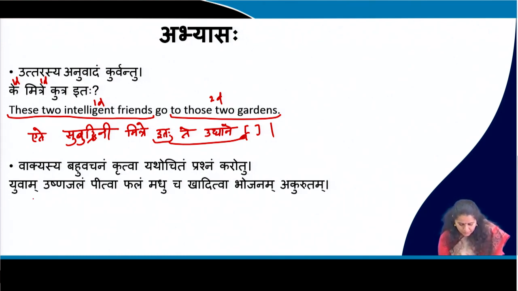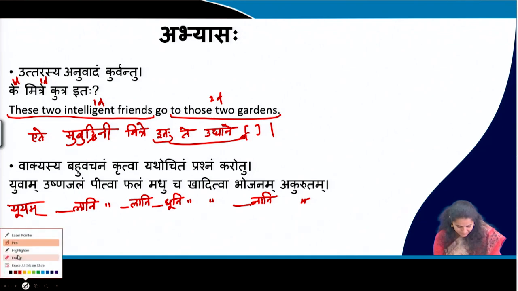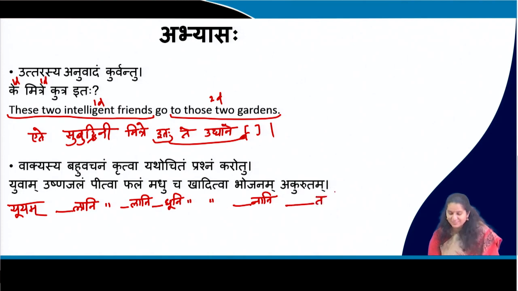So yuvam ushna jalam. So let's just do all of them, they are in the dvitiya here. So yuvam will become yuyam because of the u that follows, it becomes a mahalant. Okay. Ushna jalani. I'll just do the last part of it. So jalani pitva phalani madhuni cha khaditva bhojanani akuruta. Akuruta has to match with the subject, which is bahuvachanam. Ataha kim bhavati? Smaranti? Akuruta. Uttamam. Astu. And asya prashnaha kaha bhavishyati?